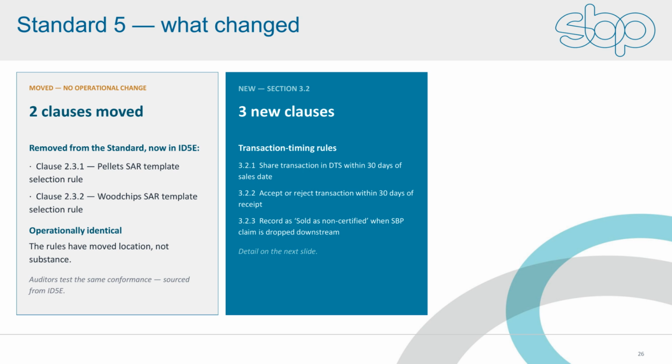Second, 3 new clauses in section 3.2 set transaction timing rules. 3.2.1 requires sharing the transaction in the DTS within 30 days of the sales date. 3.2.2 requires the recipient to accept or reject the transaction within 30 days of receipt. And 3.2.3 introduces the sold as non-certified record when an SBP claim is dropped downstream. Detail on the next slide.